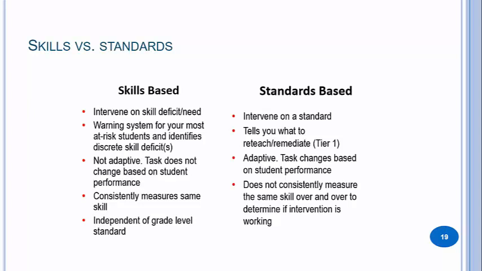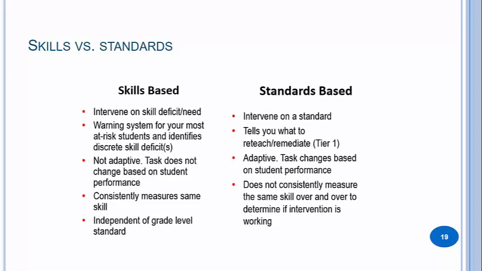So we want something that's consistently measuring the same skill and not jumping all over the place from standard to standard. And so the standards base, you know, they're looking to intervene on a standard, and what we define as tier one standards base is reteaching remediation. So you are reteaching what's already happening in core instruction, not focused on skills deficit. It most often is adaptive, so they're focused on if he met this strand of the standard under ELA, then now we have to move to the next strand of that standard and make sure he's mastered that. Again, not what we're looking for in this instance.